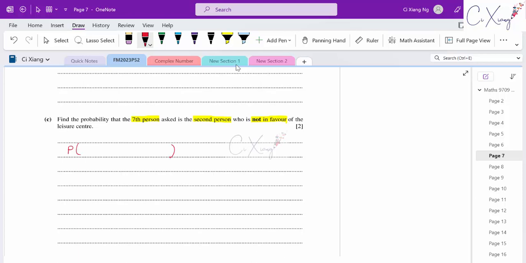When they say the seventh person is the second person who is not in favor, that means the seventh person must be not in favor. It must be that this is the second one. And for the first six persons here, I have 5 in favor but 1 not in favor. So 1, 2, 3, 4, 5, 6. The first six persons must have 5 in favor, 1 not in favor, so that the seventh not in favor is the second person who is not in favor. So the seventh person must be not in favor.